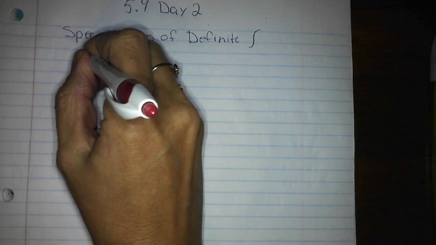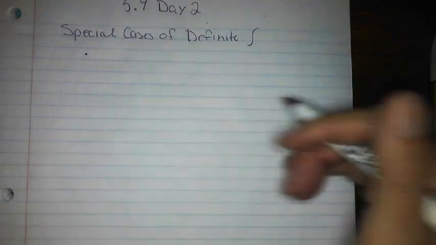Okay, moving into 5.9 day 2, we're going to look at some special cases for definite integral. Remember, when we are doing an integral or an antiderivative, what mathematics is happening is the y is getting multiplied by the x. So whatever's on the y-axis is getting multiplied by whatever's on the x.